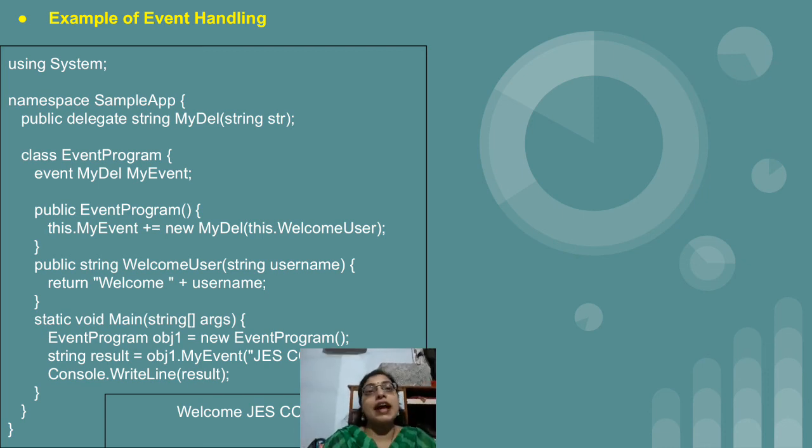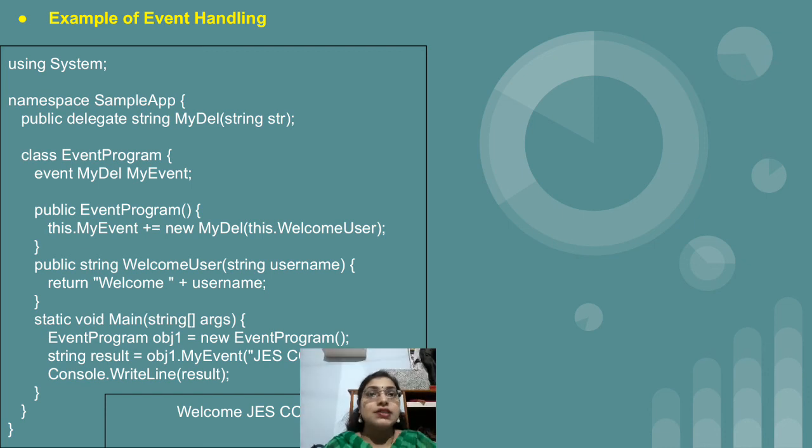So what do we have in the WelcomeUser method? Just see, that is public. As I said, string should be its return type. WelcomeUser is the name of our method, with round brackets. Again we have a single parameter, string username, and then we have written one statement: welcome, as text within double quotes, plus username, whatever we pass.